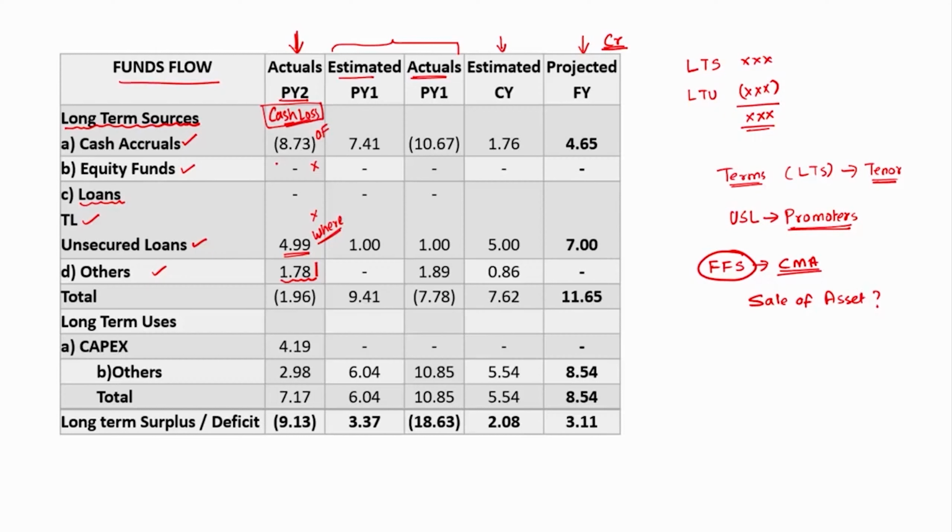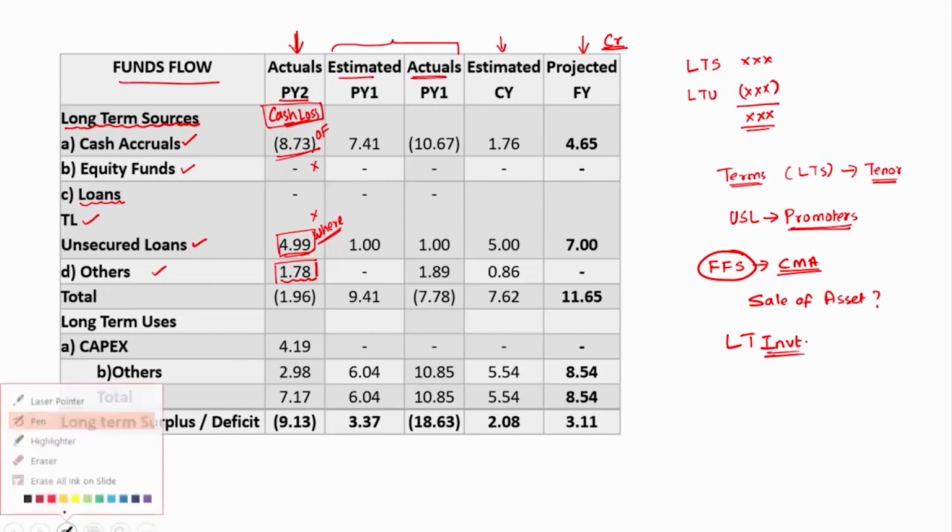Okay, so now if you see, in previous year 2 they had a cash loss of 8.73. They arranged unsecured loans from, let's say, promoters or from outsiders, and it can also be a disposal of long-term investment. Okay, let's say they had some long-term investment, they felt this is the right time to dispose it off so that it can help the business. But despite doing all this, what's happening?